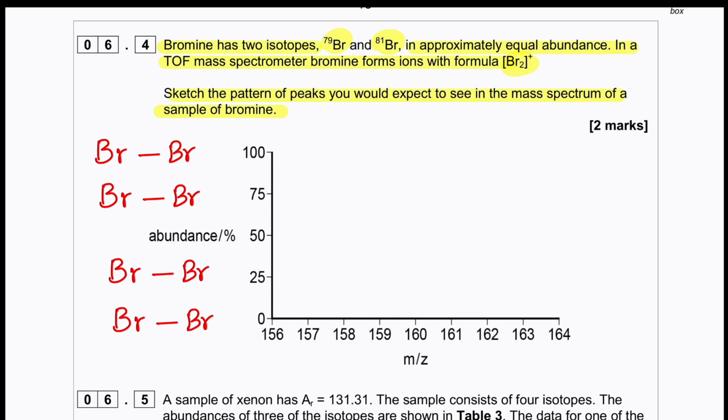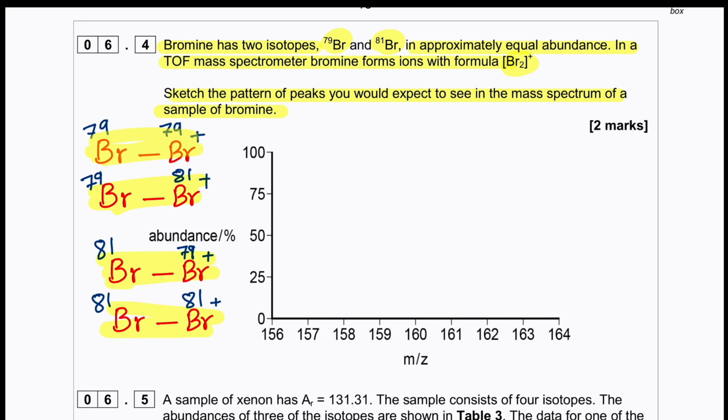So for example, the lowest mass would be 79 and 79, where one of the 79 would be positive. Then there would be 79 and 81, where the 81 would be positive, and then 81 and 79, where the 79 bromine would be the positive one. And then 81 and 81, where one of the 81 would be positive. As you can see, this gives us four different combinations.